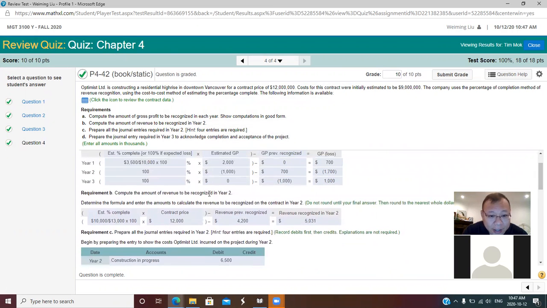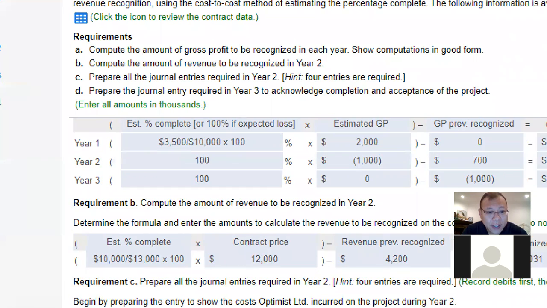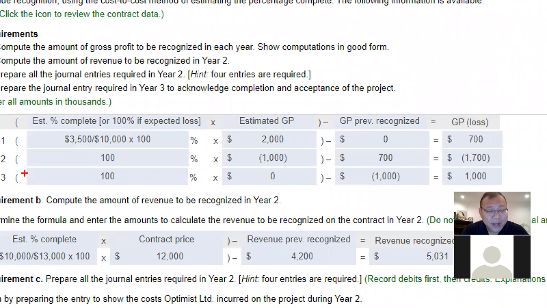Let's take a look here. I'm going to zoom this in. So this is year 3, right? Year 3, this 100% means the project is 100% completed, right? And what's your profit? 0, right? So in total, you should recognize 0 profit.